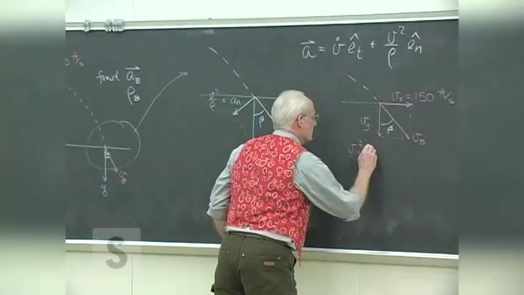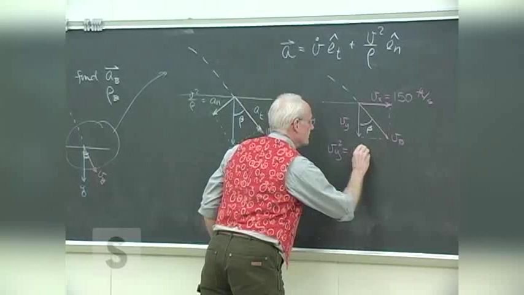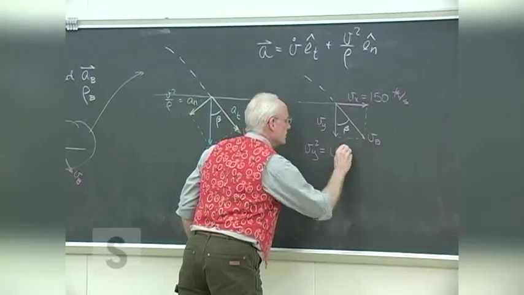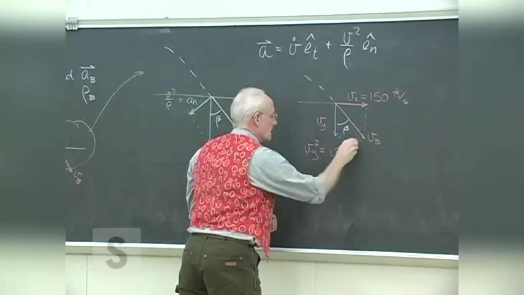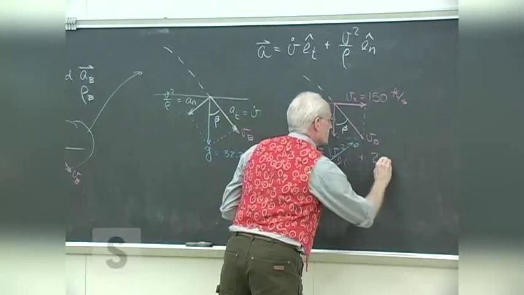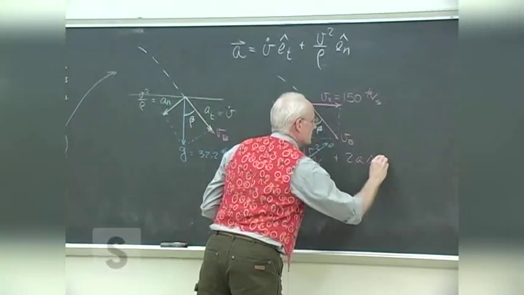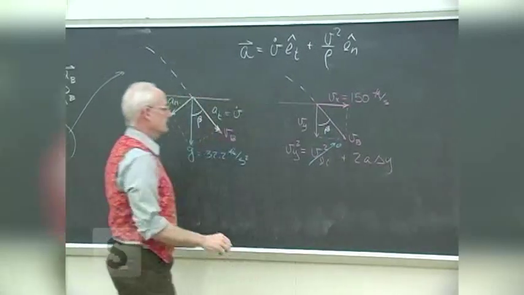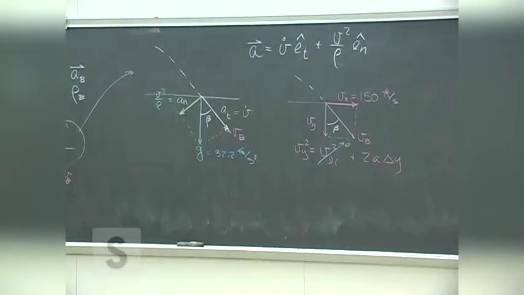So Vy squared equals Vy initial squared, which is zero, plus 2a delta Y. All right, there's everything. I can't give you any more without just handing it to you.